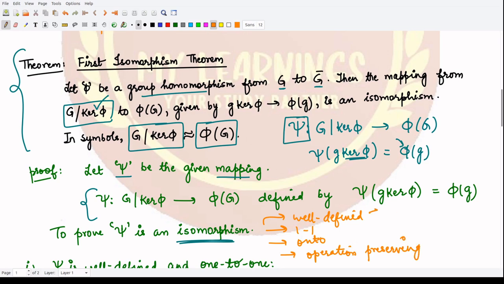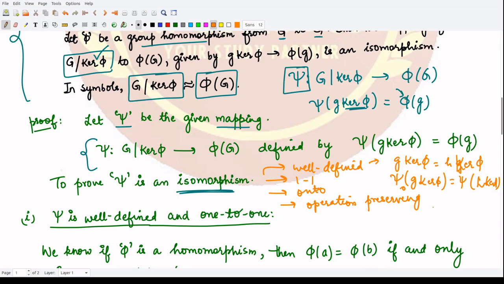For well defined, you take two elements as equal to each other, and we have to prove that their images are also the same. That means psi of G kernel phi is also equal to psi of H kernel phi. What is psi of G kernel phi? It is phi of G, which should equal phi of H. You need to prove this for well defined. For onto, we start with the image and want to prove the element exists, so we go in the reverse direction compared to one-to-one.